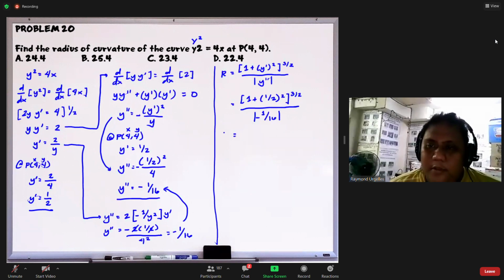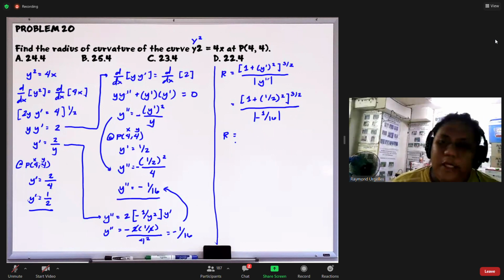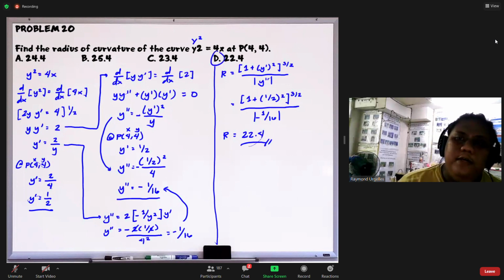Let's try to solve this. You have a calculator there, so try it too, so that you get used to the calculations. Divided by 1 over 16, you will get 22.4. So we have letter D.